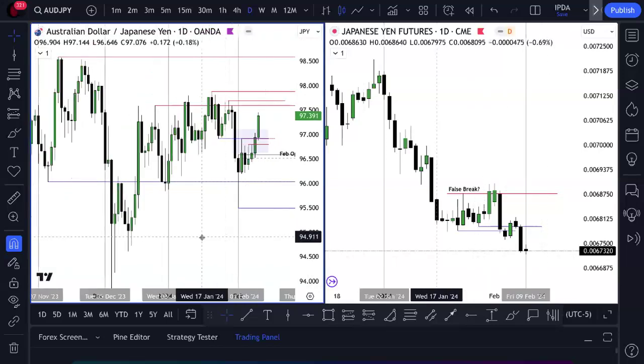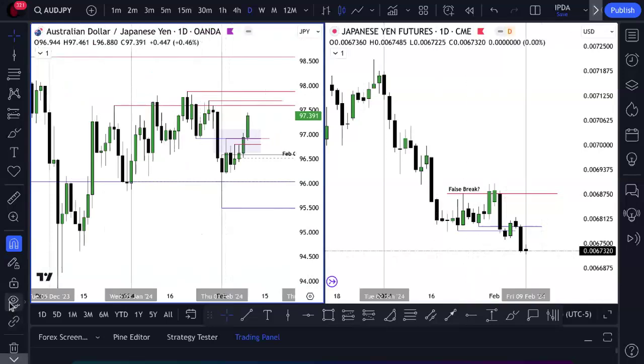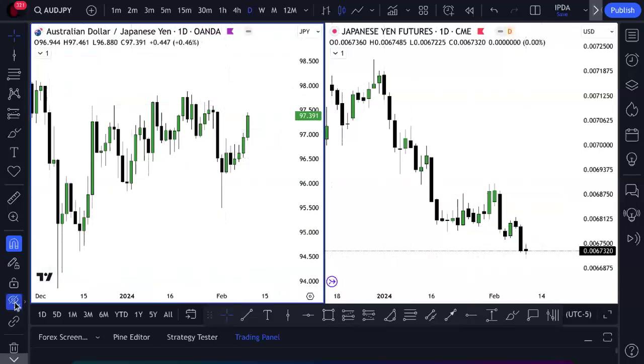I can't clear this chart. Dang, well, it's looking a little funky right now. It's because it's so scrunched and small on one side. But this is AJ versus Japanese yen. Notice how going into December, going into January, it was going up and going up.